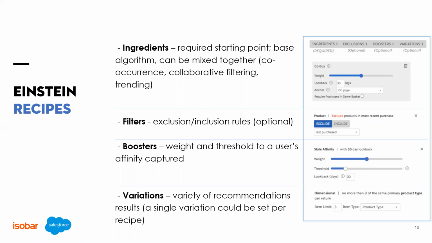So a single variation could be set per recipe, but the items or variety of this recommendation is limited up to 6. So here we see that only 3 items per product type will be shown to the customer under this Einstein recipe. So you see that it's dimensional and no more than 3 products of the same product type can be returned during this product recommendation recipe.